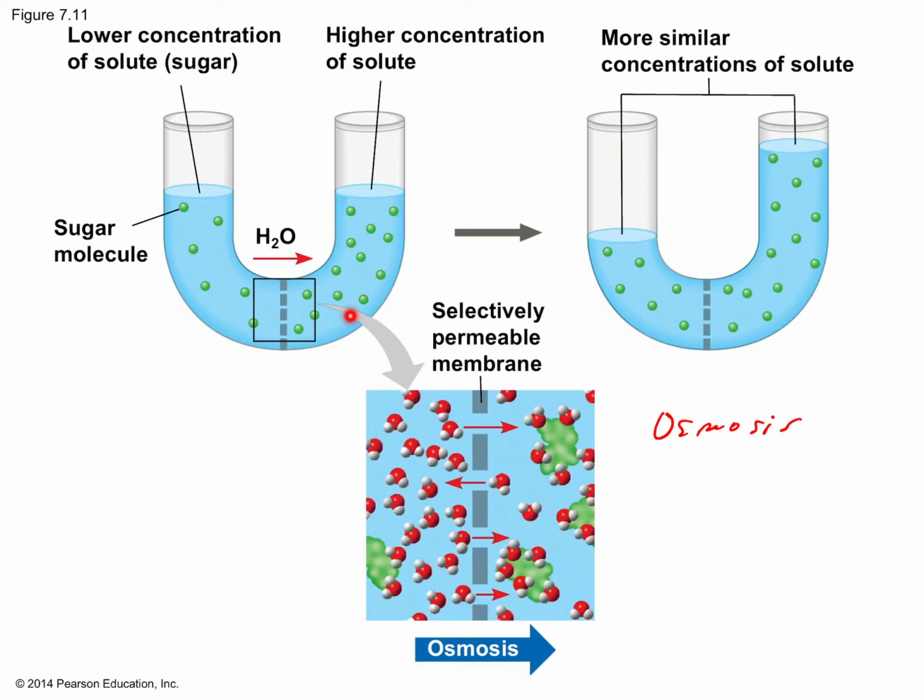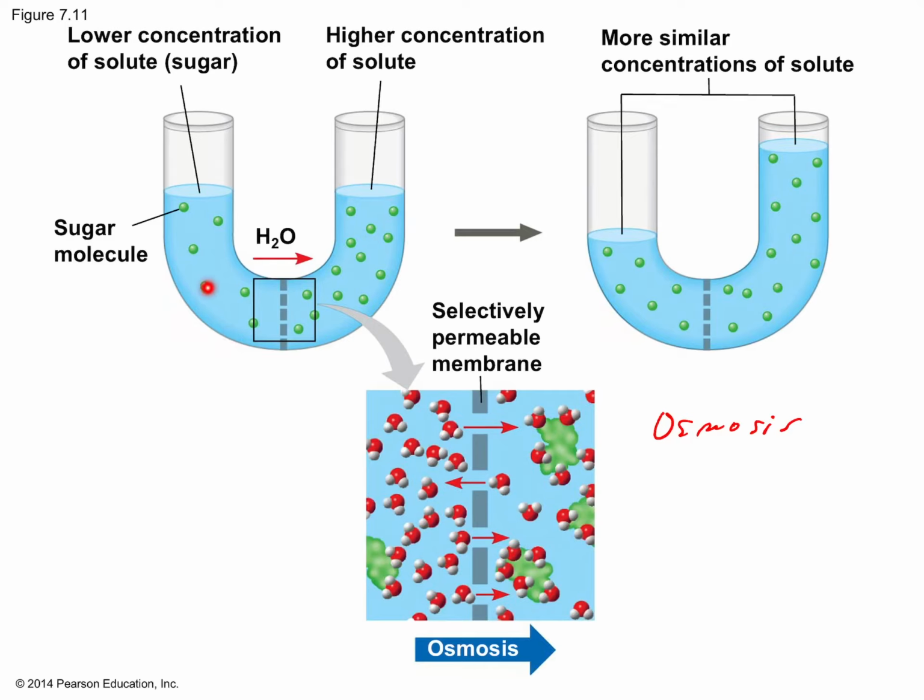So let's imagine that we have this U-shaped piece of glassware and the two halves are separated by a selectively permeable membrane. If you zoom in, you'll see it's selectively permeable in the sense that it has openings in it, but those openings are a specific size. So anything that's too large to fit through the openings can't go through the membrane, and vice versa. We have two sugar solutions, one on the left and one on the right.